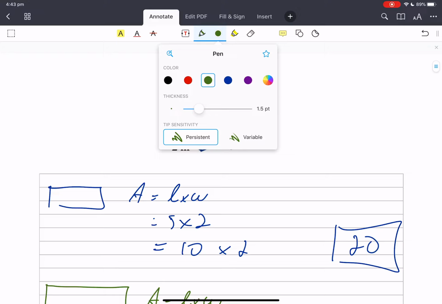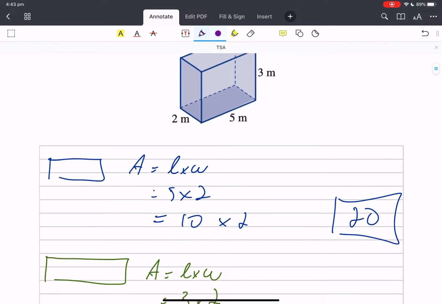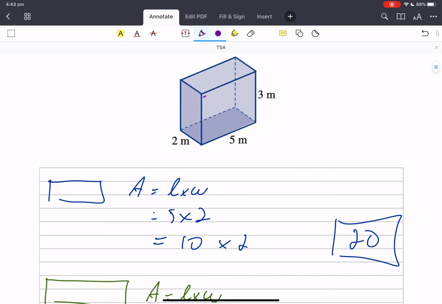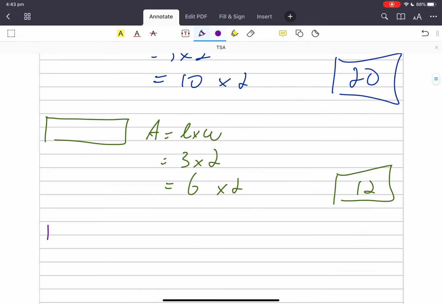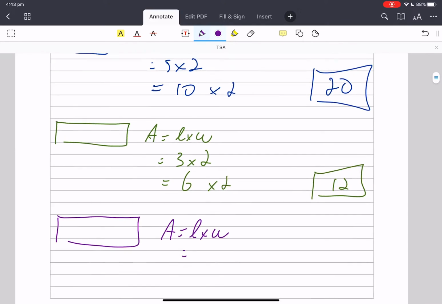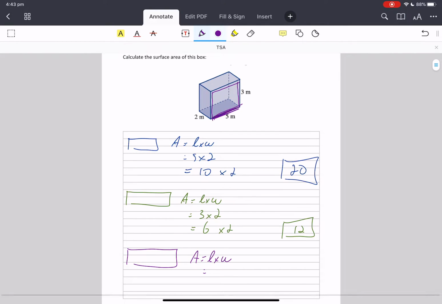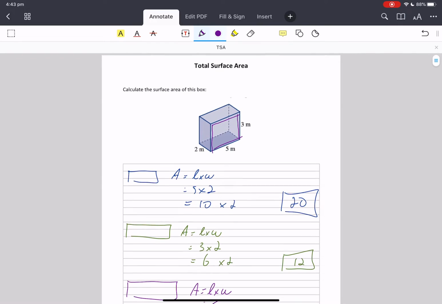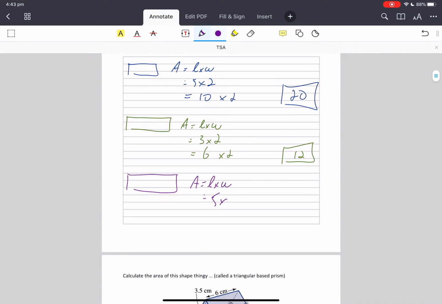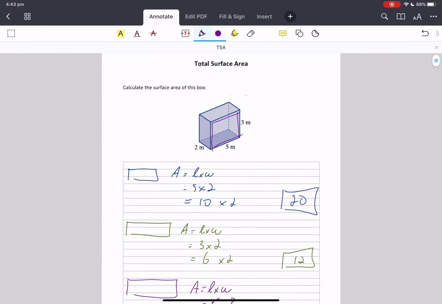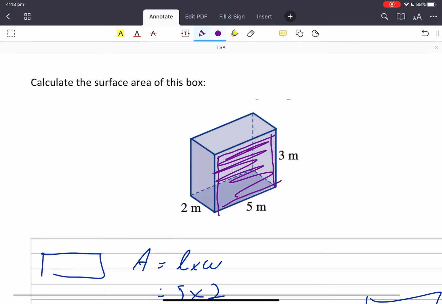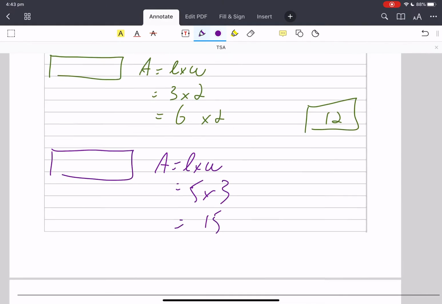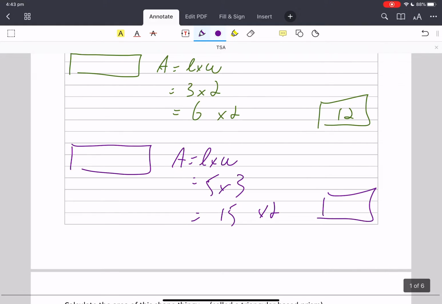Let's go purple. We've got the front one. There's a purple rectangle. Area equals length times width. Okay. This is my length. What number have I just dropped out? 5. My width must be 3. And there's a front and there's also a back, so it must be times 2. So that's going to be 30.